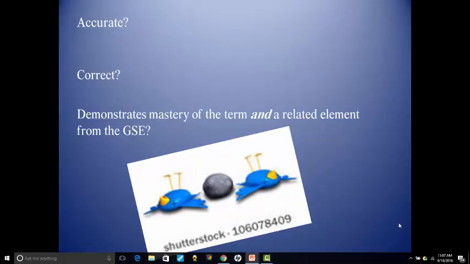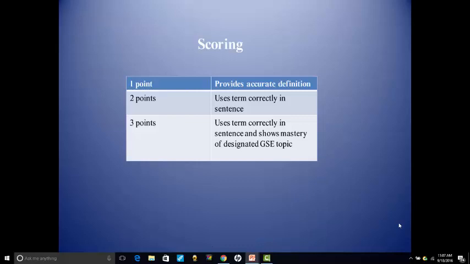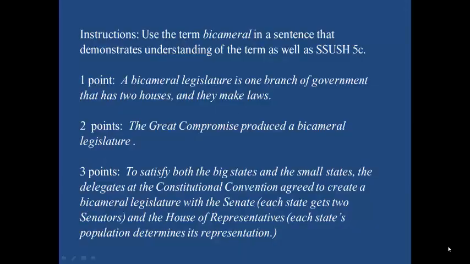Is it accurate? Yes. Is it correct? Yes. Does it demonstrate mastery of the term and of a related element from the GSE? Yes. How to score this? Well, we've got a simple rubric here: 1 point if the student provides an accurate definition, 2 points for using the term correctly in a sentence, and 3 points for the Holy Grail, using the term correctly in a sentence and showing mastery of the designated U.S. history content.